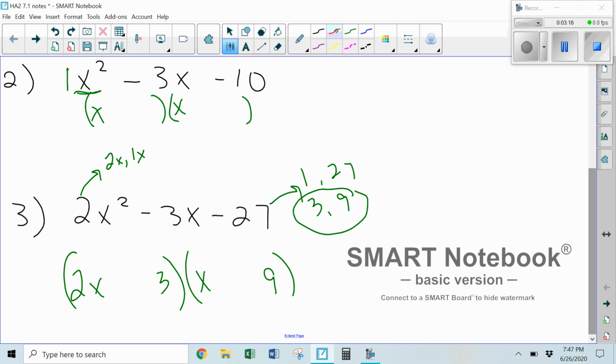So here's what I do to check it. 9 times 2 is going to be 18x. 3 times x is 3x. Well, 18x and 3x give me 3? No. So I'm going to flip that. I'm going to put the 9 first and then the 3.